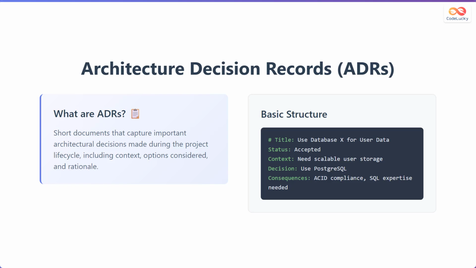Let's explore architecture decision records, or ADRs. What are they? ADRs are short documents that capture important architectural decisions made during the project lifecycle, including the context, the options considered, and the rationale behind the decision. Here's a basic structure of an ADR. It includes a title, status, context, decision, and consequences.